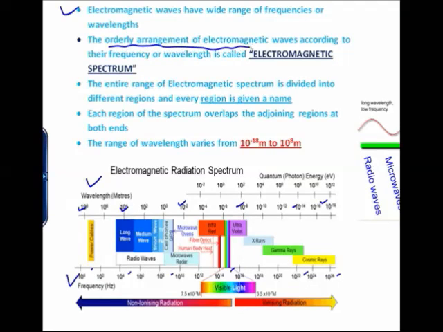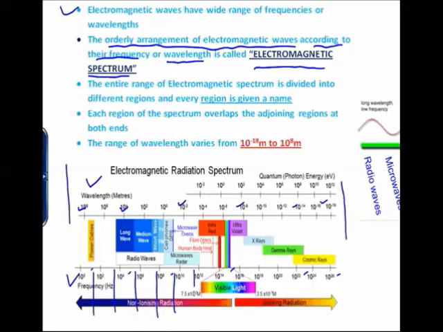This orderly arrangement of electromagnetic waves according to their frequency and wavelength is called an electromagnetic spectrum. The entire range of the electromagnetic spectrum, from here to here, is divided into different regions. You can see the divisions over here. Each of these regions has been given a name.